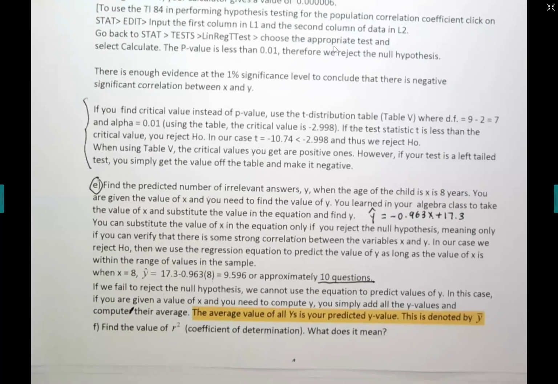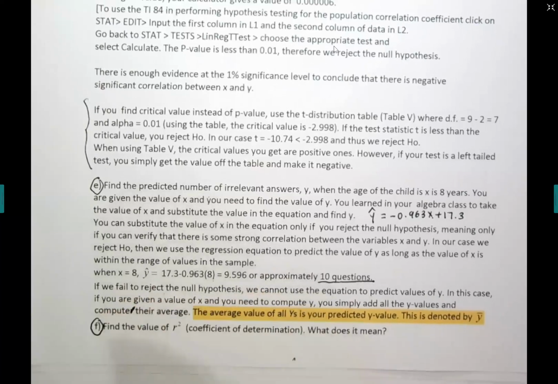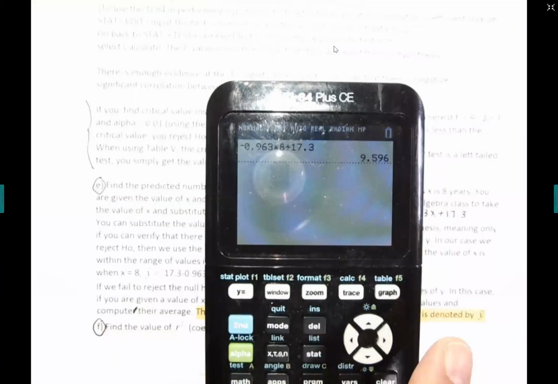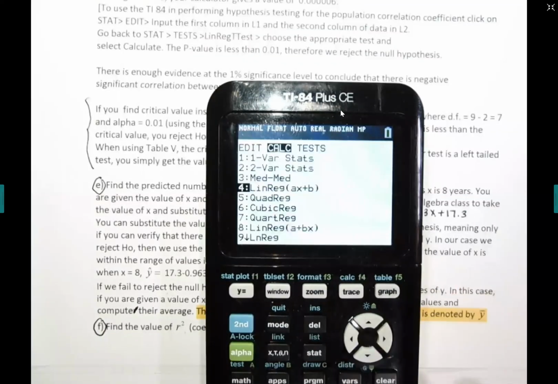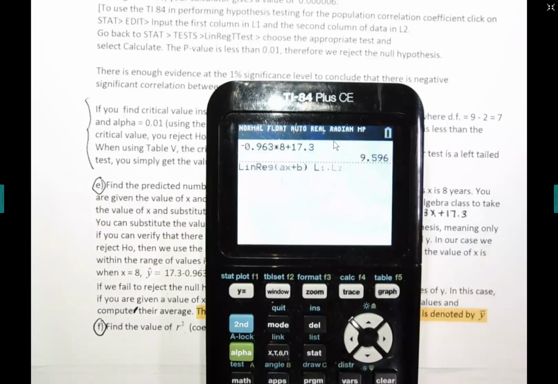Part F, that's the last part, and that would be almost everything in chapter 9. We're going to do F. Find the value of R squared, the coefficient of determination, and what does it mean? Explain it. You already saw the value of R squared. Let me show it to you one more time. We've done it already, so finding R squared is not a big deal. You go to Stat, Calc, number 4, and L1, L2, calculate, and here is R squared.